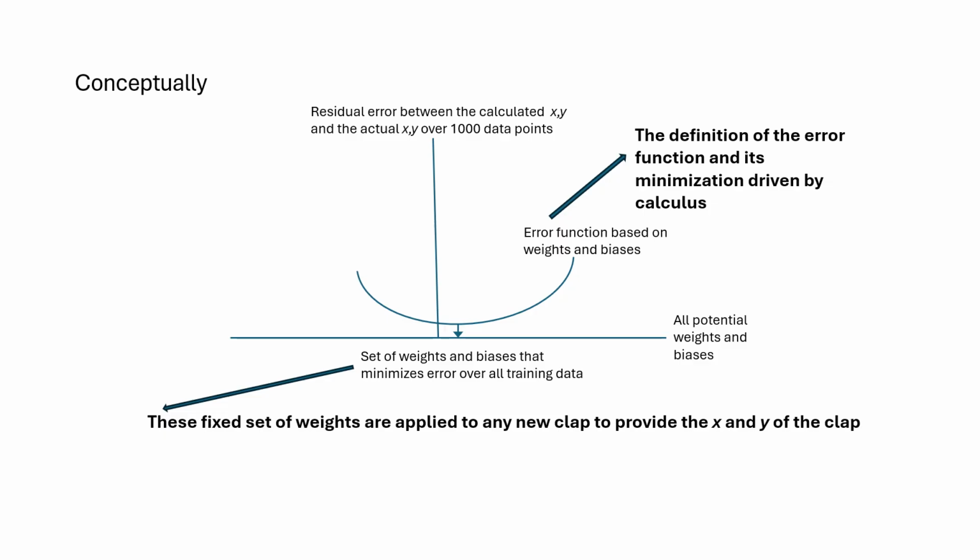And that set of fixed weights and biases are the ones that are used now by that neural network to locate any new clap that happens within that unit circle. Okay, so just one more time, it's using calculus to drive the error down to a minimum, and that defines the weights and biases, which are then applied arithmetically to come up with the answer.